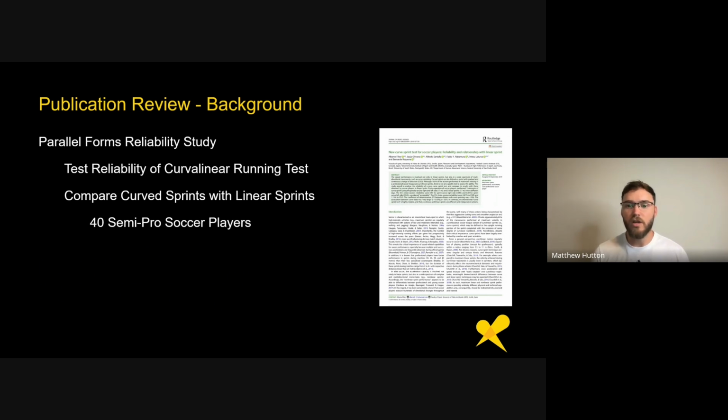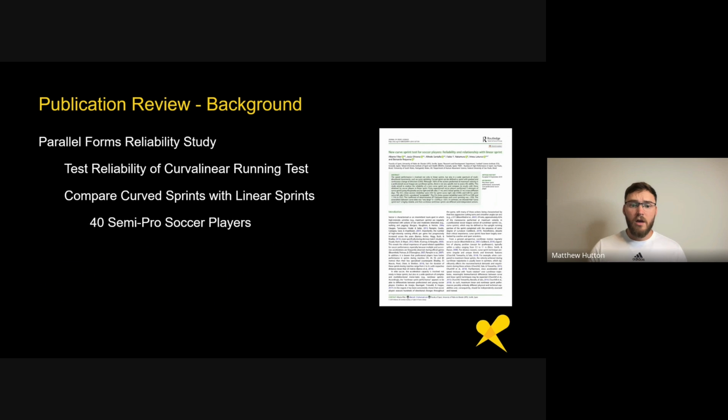And so they had 3 different checkpoints. One was at 0 meters, so at the starting line. One was at the halfway point, and that was 8.5 meters. And then the last one was at the finish, which was 17 meters. So for the linear, they were replicating that distance to test more of an acceleration as opposed to a true top end sprint.